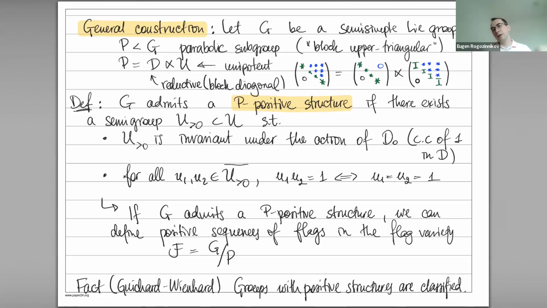We can define positive sequences exactly in the same way. We can just literally translate the definition I gave for the symplectic group in these terms, just replacing the corresponding groups by these more general groups. And the fact is that the groups with positive structure are classified. This is the fact which is proven by Olivier Guichard and Anna Wienhard. And these are exactly these four families which I mentioned at the beginning: split real Lie groups, Hermitian Lie groups, SOPQ, and the exceptional family.